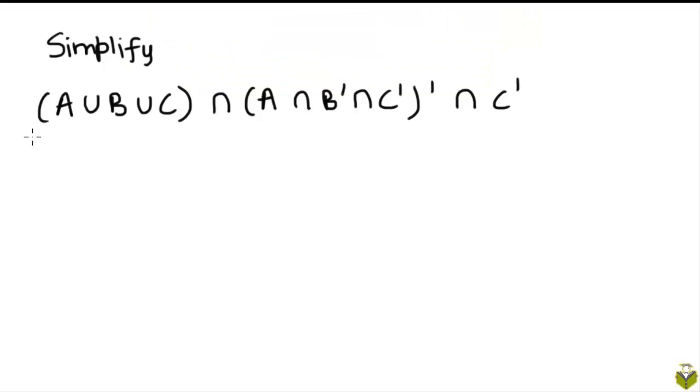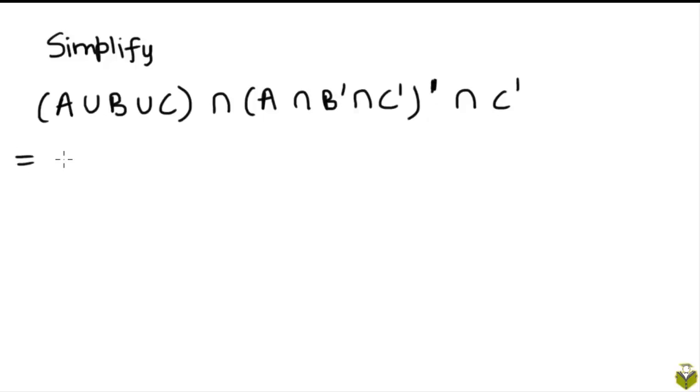We would like to simplify this expression: A union B union C, intersection, A intersection B complement, intersection C complement, and the complement of this whole set intersection C complement. So the first thing we can do is apply De Morgan's laws to push this complement inside.